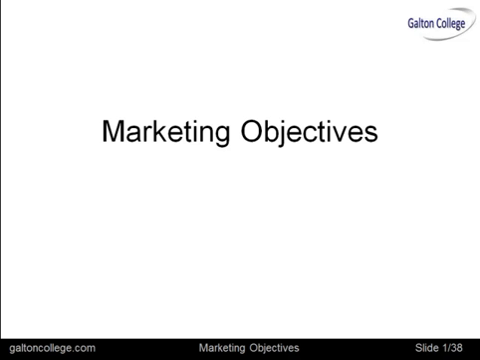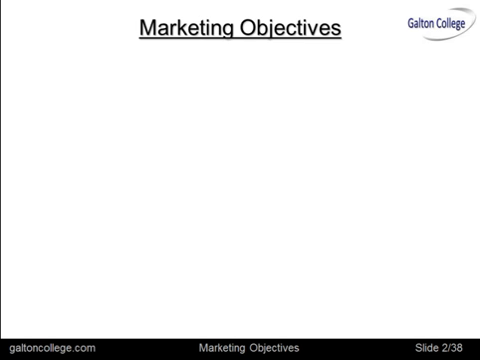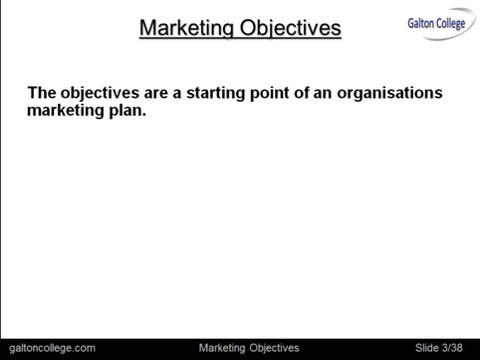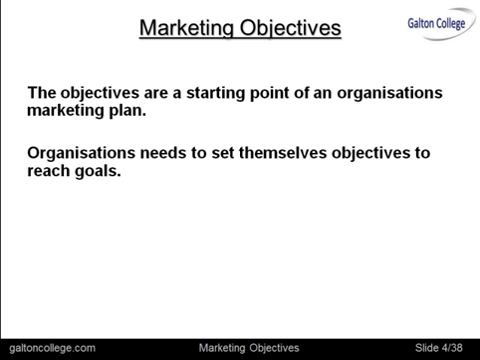In this class we want to talk about marketing objectives and to look at some of the factors that will be taken into account when setting marketing objectives. The objectives are a starting point for an organizational plan, a marketing plan. If we don't have objectives, we can't have the plan. So the organization needs to set themselves objectives to reach goals. Clearly the objectives are very important.